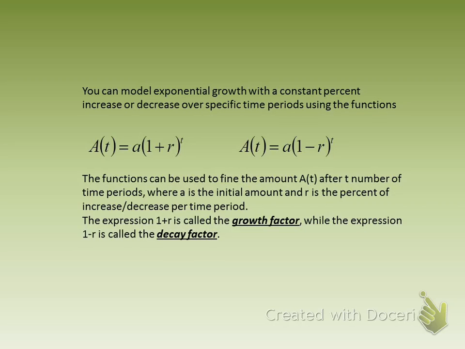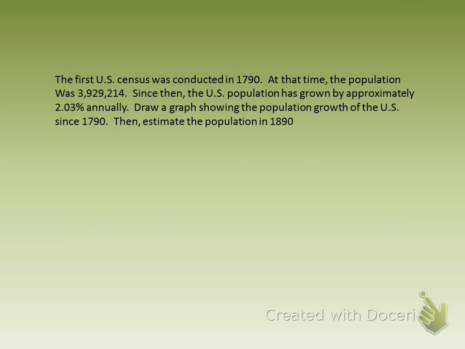As far as the execution of the word problems, they're pretty basic, okay, to figure them out. So the first U.S. Census was conducted in 1790. At that time, the population was 3,929,214. Since then, the U.S. population has grown by approximately 2.03% annually. Don't worry about this part, drawing a graph to show the population, but what we do want to do is estimate the population in 1890.